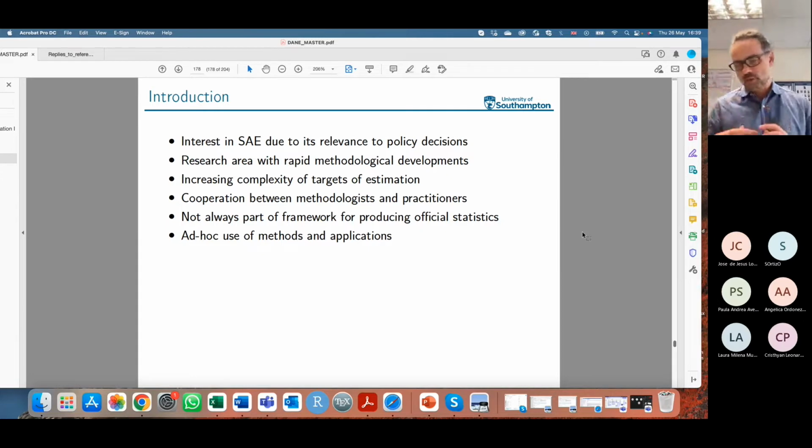One key example is, for example, machine learning methods. You are already considering this, and it's interesting to see these kinds of areas coming into the production of small area statistics.